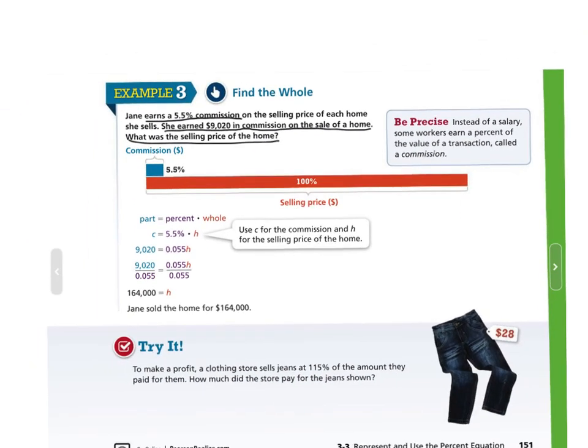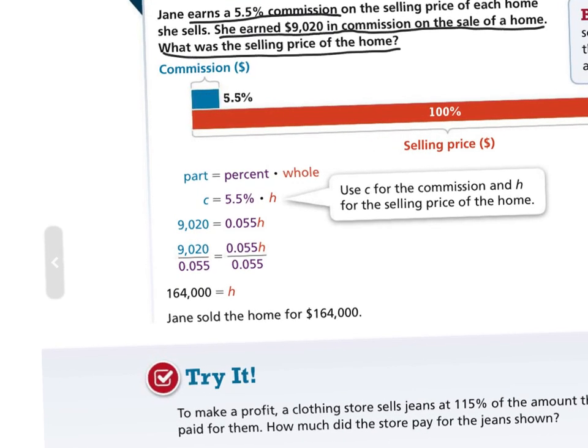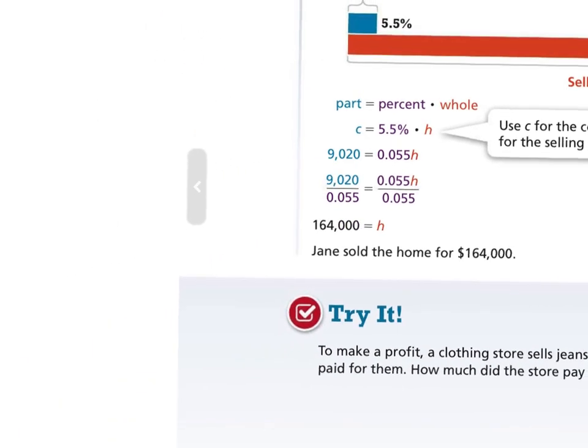So anyway, there are different ways we could do this. The book's doing this as a percent equation. So they're saying $9,020 is 5.5% of the value of the house, basically, is how they came up with this equation. And then they divided on both sides, and they got that the house would have been $164,000.